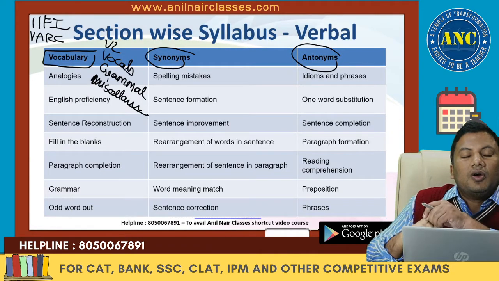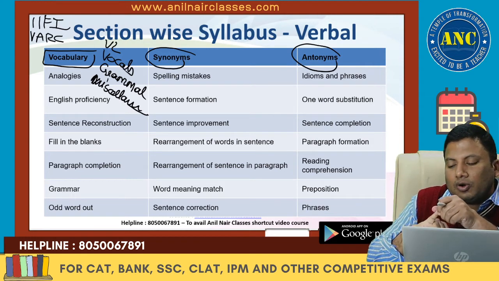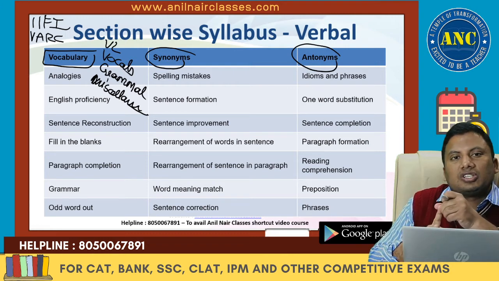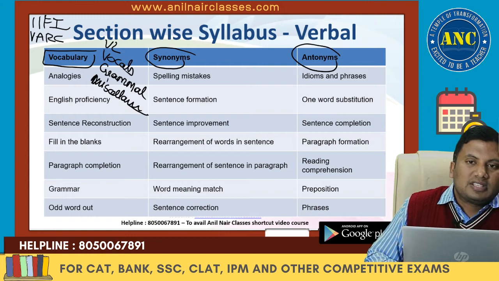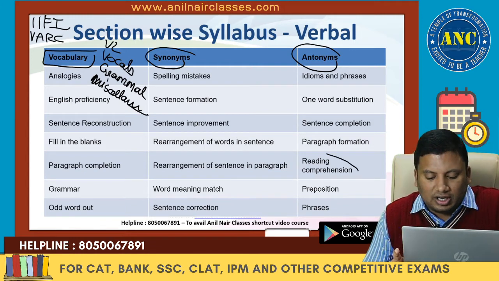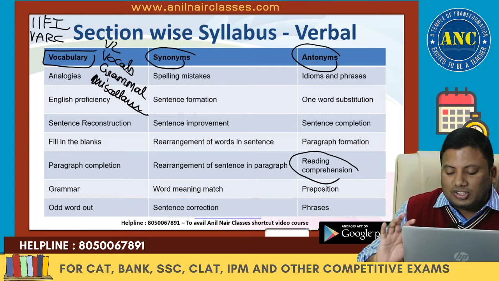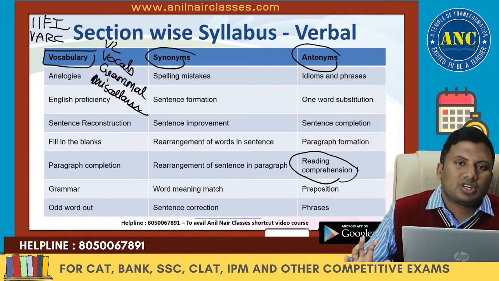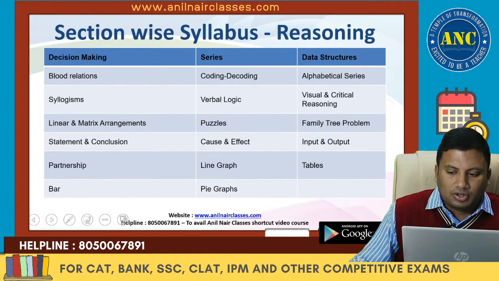So in the IIFT examination, from VA and RC, the questions will be from vocabulary, verbal logic, grammar, and also miscellaneous types: reading comprehension, tone based, fact based, inference based, vocabulary based, and mood based questions. So this is a combination of verbal ability and reading comprehension. Next we will go to reasoning.